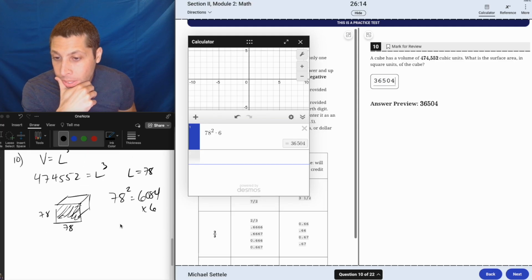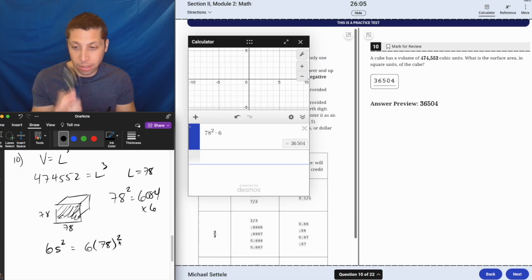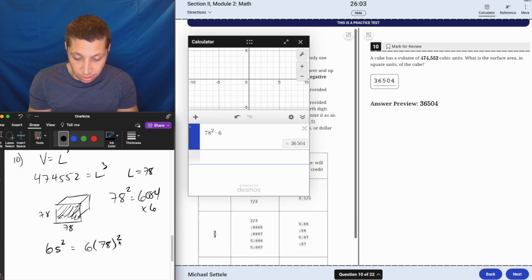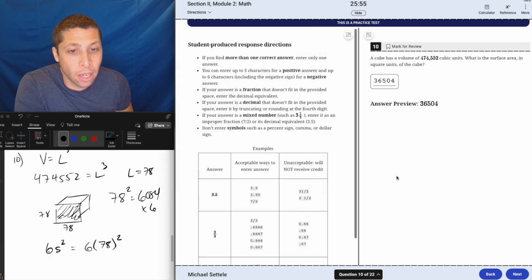36,504. And the other formula, if you really wanted, is 6s squared, where s is the side length. 6 times 78 squared is exactly what I just did, but I want to do it in this calculator. 6 times 78 squared, 36,504. Make sure you type it right. Don't get dyslexic and start flipping numbers around. Okay.